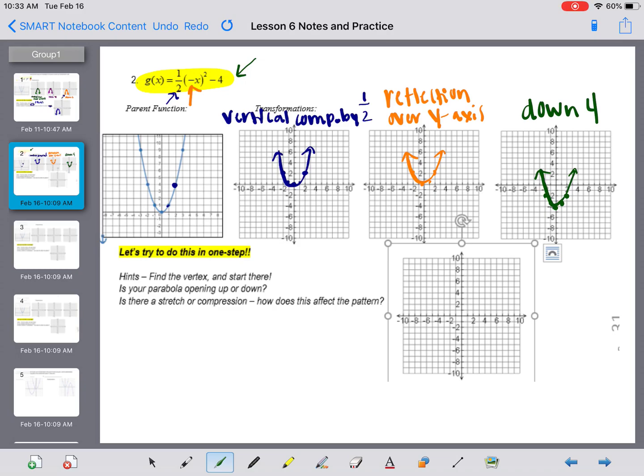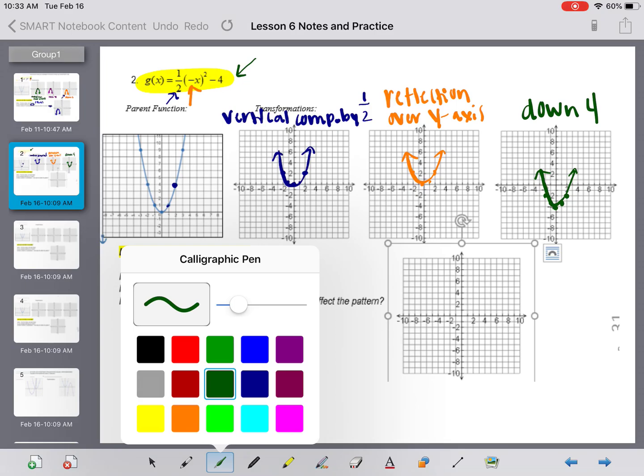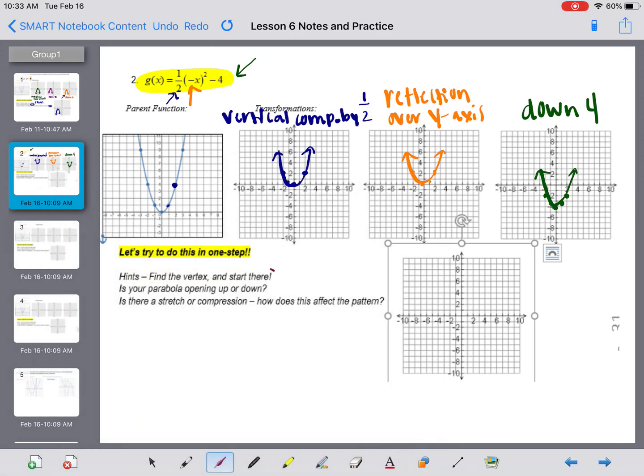Now, to do this in one step, again, what you want to do, plot your vertex. And that's where we're starting. And our vertex is 0, -4. We're not adding or subtracting anything on the inside with the x, so our x value is 0. And then the y value is -4. Then, is the parabola opening up or down? Well, we didn't reflect over the x-axis. So it's going to stay open up.